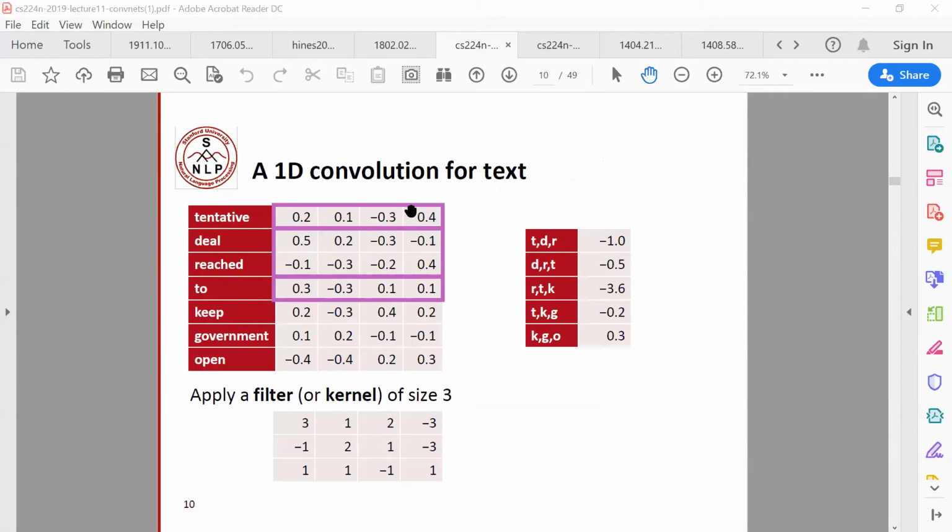Okay, so here's how a one-dimensional convolution is applied to text. Let's remember, we have part of a sentence: tentative deal reached to keep government open. And then we imagine that each word is encoded by a 5-dimensional vector, although in real life these vectors tend to be much longer than 5. 300 is more common, but for a small problem to illustrate it, it's fine to have 5. And then the idea is we have a filter of size 3.